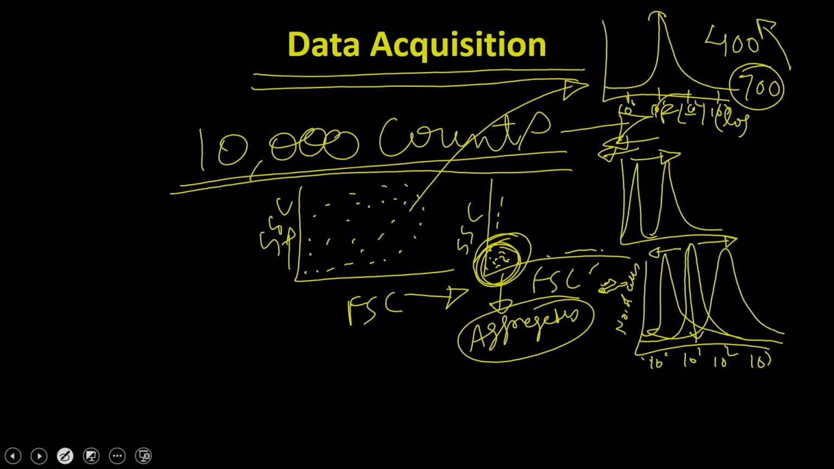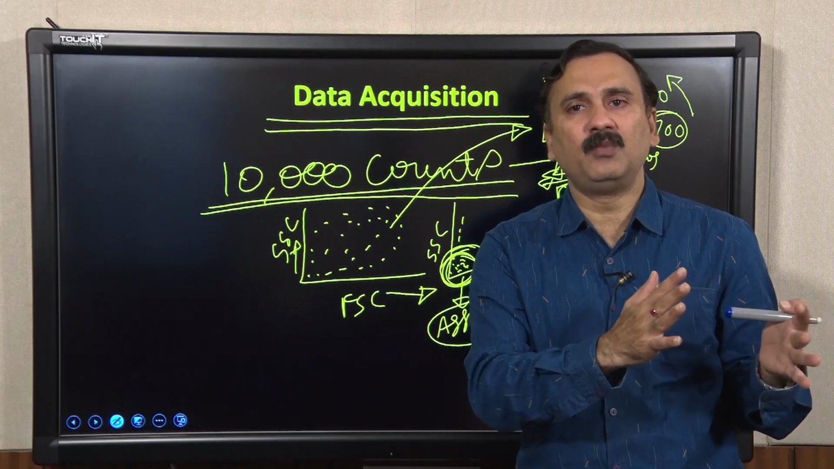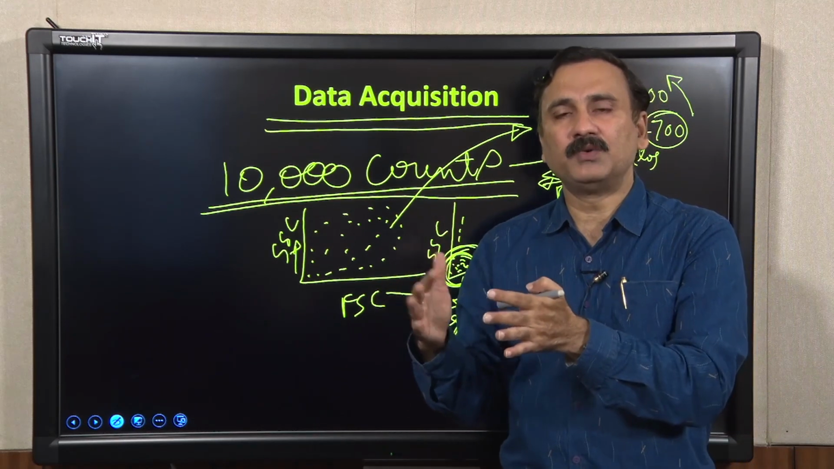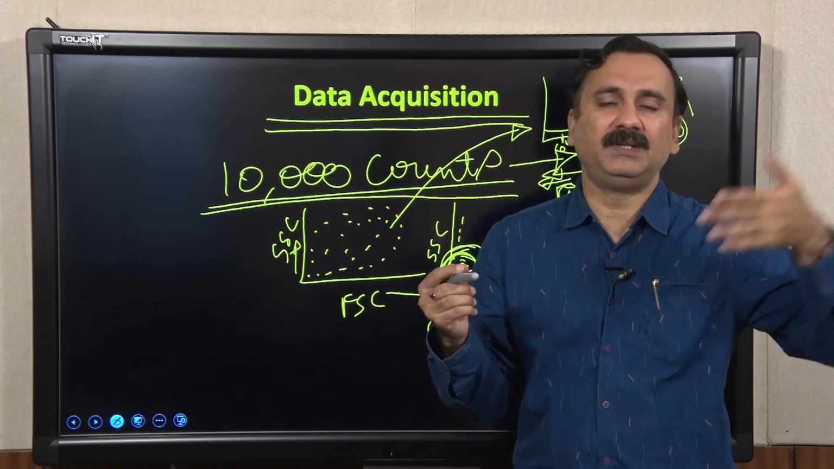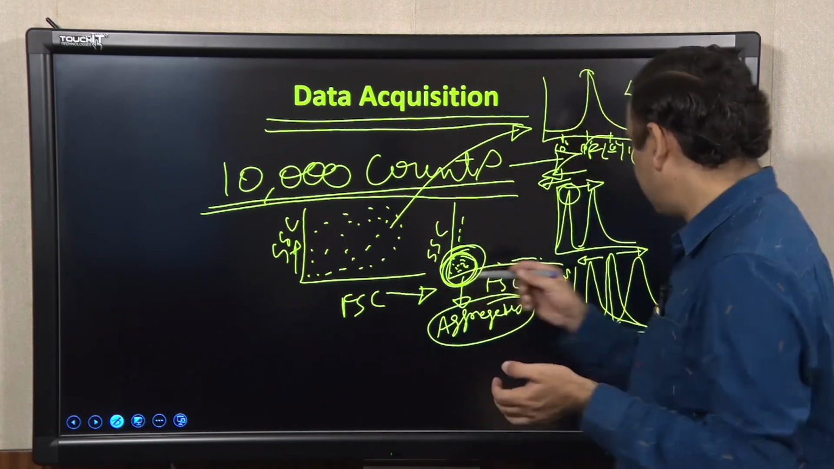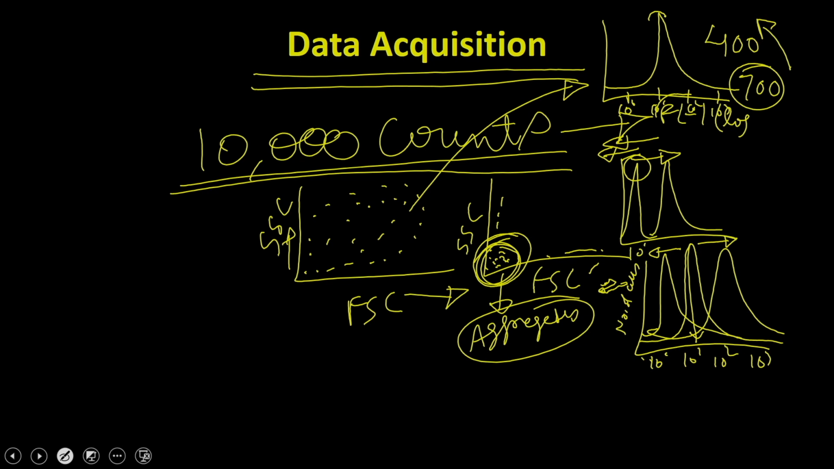Whereas in the other conditions, when you are holding the peak of the untreated sample very close to 10 to power 0 or less than 10 to power 0, then you will not be able to see any movement of the peak towards the left side, because the left side does not exist. 10 to power 0 is the minimum scale possible in this particular type of analyzer. So, that is why it is important that you keep the peak in such a way that you can see the movement of the peak on both sides.